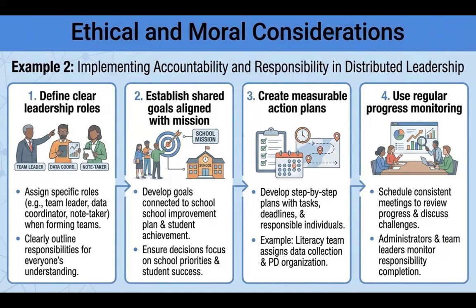There's really clear parameters around work expectation. Establish a shared goal aligned with mission. It can be really easy for people to lead with ego, and a way to combat that is by saying, hey, we're going to focus on the school. We're going to focus on the mission. We're going to focus on student success so that we don't have that competition. And that can create the conflict that can really be counterproductive to this pursuit of a shared practice.